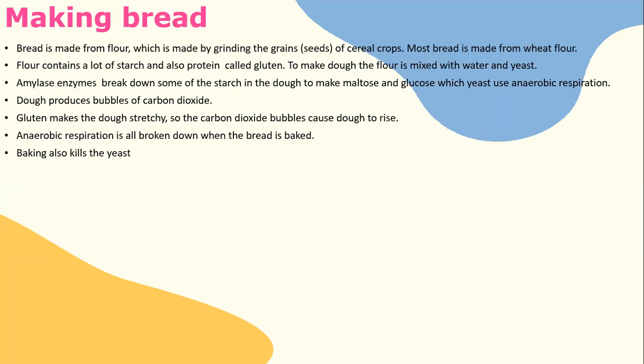Making bread. Bread is made from flour, which is made by grinding the grain seeds of cereal crops. Most bread is made from wheat flour. Flour contains a lot of starch and also a protein called gluten. To make dough, flour is mixed with water and yeast. Amylase enzyme breaks down some of the starch in the dough to make maltose and glucose, which yeast uses in anaerobic respiration. The dough produces bubbles of carbon dioxide. Gluten makes the dough stretchy, so the carbon dioxide bubbles cause the dough to rise. The alcohol is driven off when the bread is baked. Baking also kills the yeast.